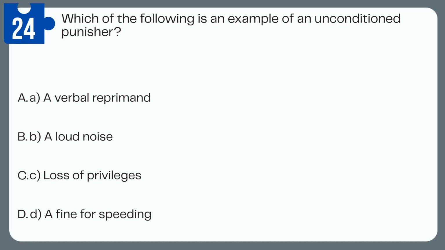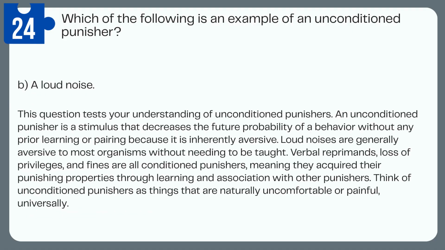Question 24. Which of the following is an example of an unconditioned punisher? A. A verbal reprimand. B. A loud noise. C. Loss of privileges. D. A fine for speeding. Answer: B. A loud noise.